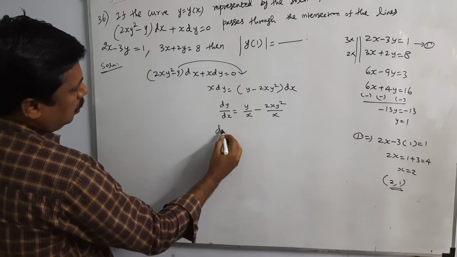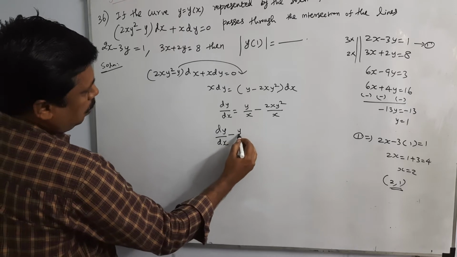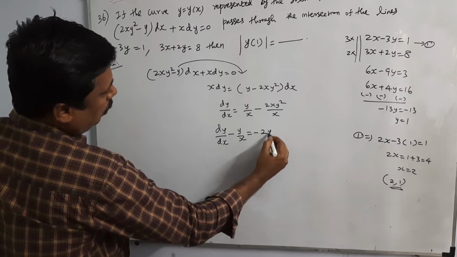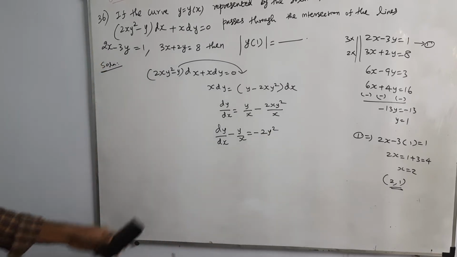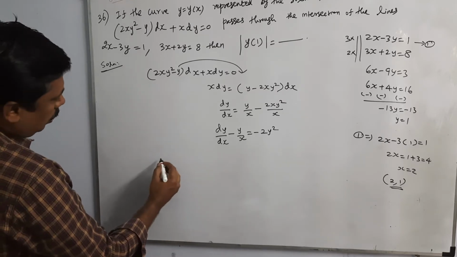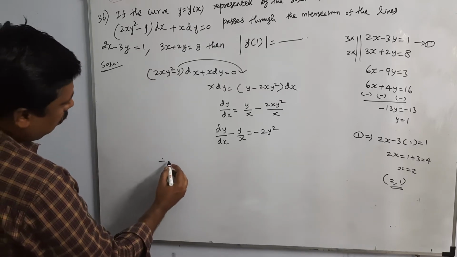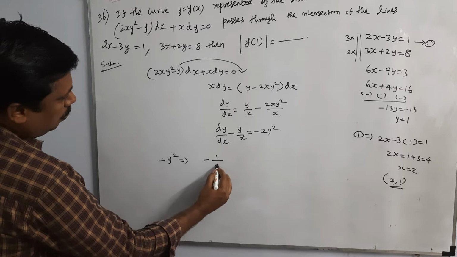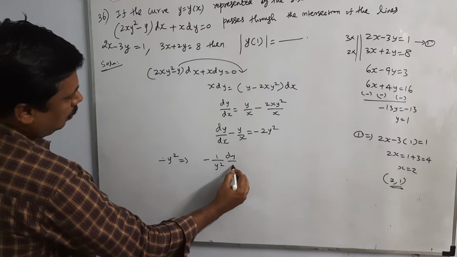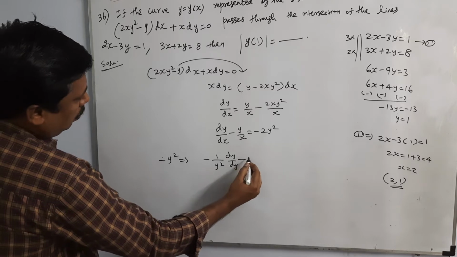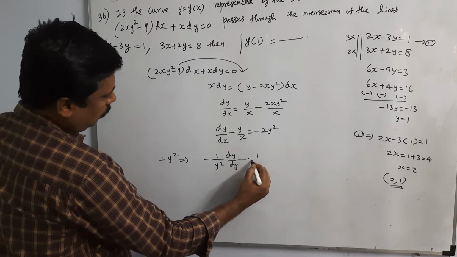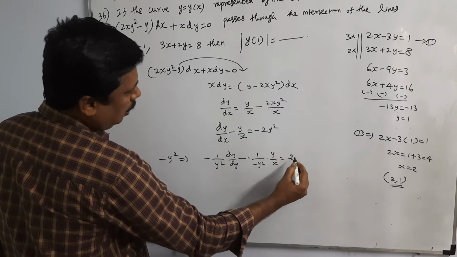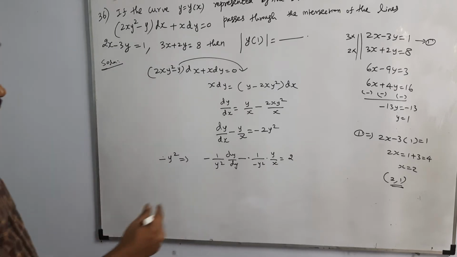dy by dx minus y by x equal to minus 2y square. Okay, you just divide by minus y square. We get minus 1 by y square dy by dx minus 1 by minus y square into y by x. So on the right side we get 2 only. So this is cancel.